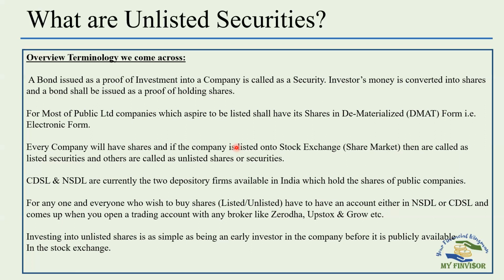So when you purchase a listed company, you will have to purchase it through a broker like Zerodha, Upstox, and Groww. When they are not listed on the stock exchange, they are sold in gray markets. Right. So investing into unlisted shares is as simple as you investing into a company in the early stages. I would not say early, but in the middle stages rather.